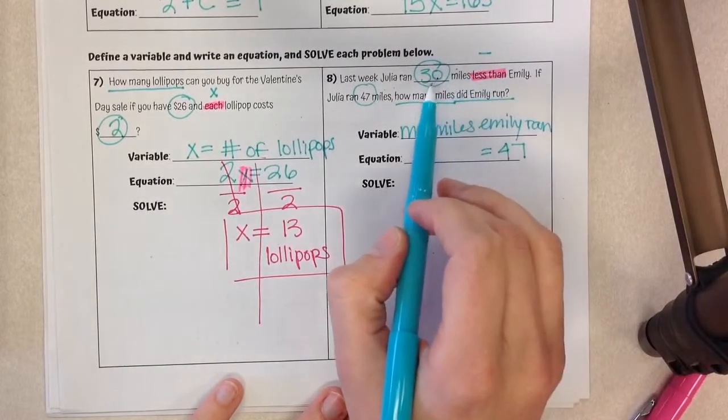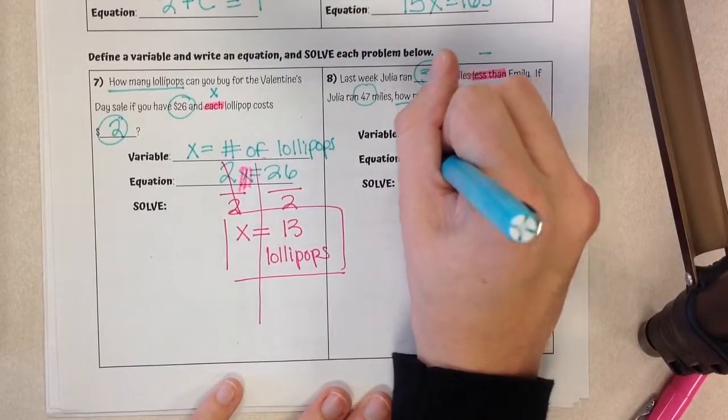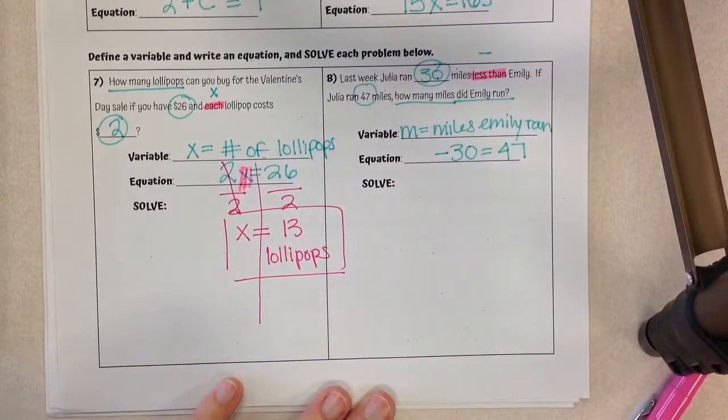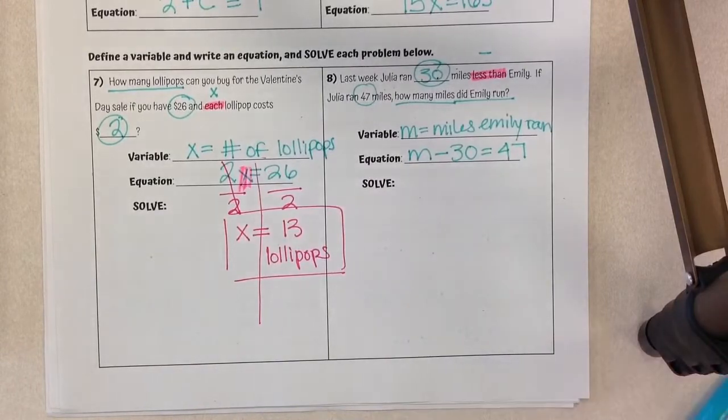We saw less than, so 30 less than should tell us right away it comes after. We're subtracting 30 from something. What are we subtracting it from? The miles. Now we've got our equation to solve.